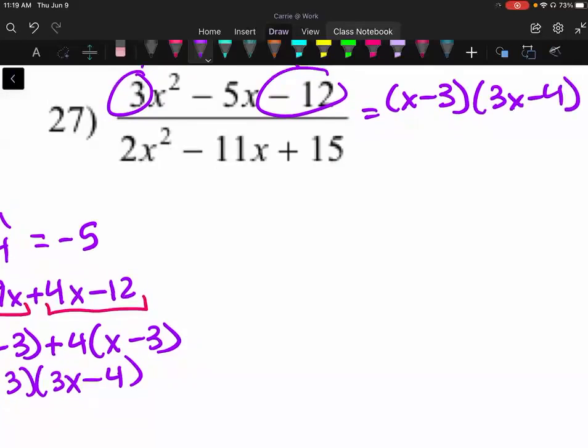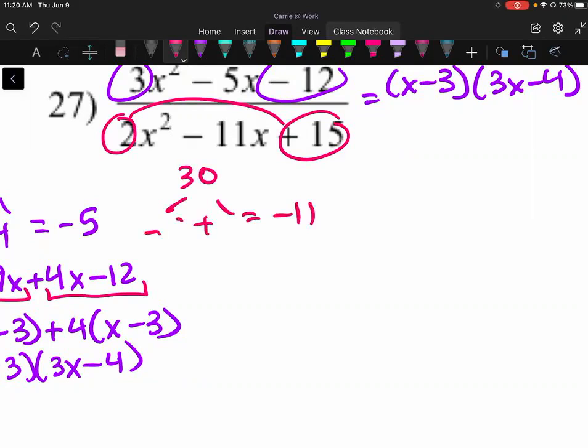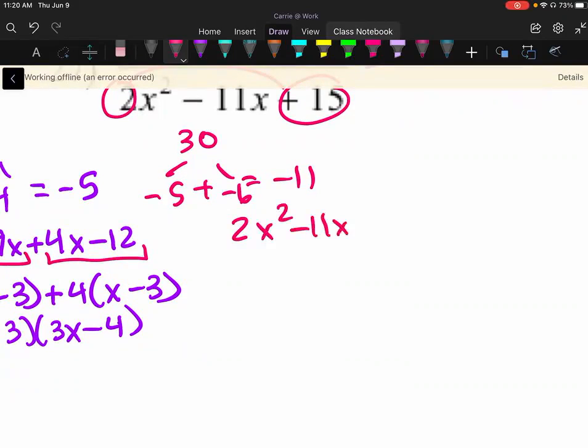And we're going to do the same thing with the denominator. So denominator here, we're going to have 2 times 15 is 30. Two factors of 30 that add to give me -11 are -5 and -6. So we're going to rewrite. And now we're going to factor by grouping.